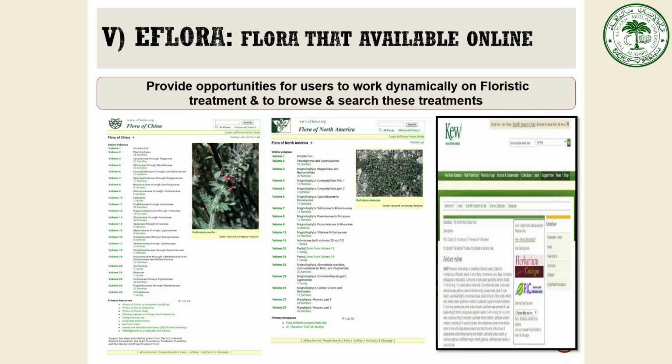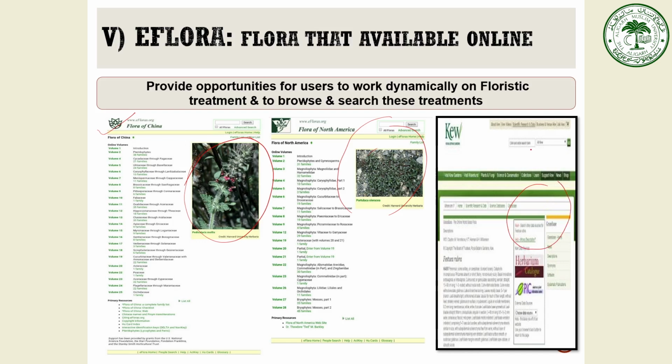Then the next one is the E-flora. E-flora is available online. Many of the large institute herbaria are becoming online and digitizing all the plants, because we can directly reach them, like the flora of China. You can see they are documenting all the plants available there, and now they have digitized this, so you can easily access it with only one click. This is the flora of North America. Then this is Kew. You can see this has also become online.